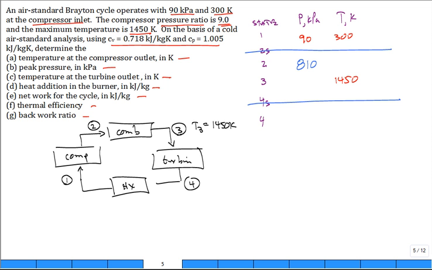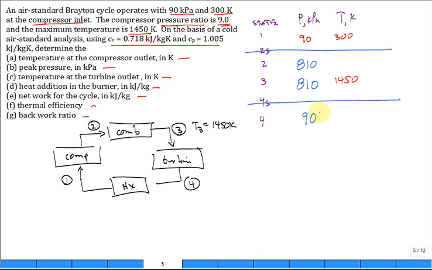It's the same as 2. So it's 810. We used our brain to get that one. All right? Okay. What about the pressure at 4? It's the same as 1. Why? It's just a heat exchanger, negligible pressure drop. So we got our pressures fairly easy.